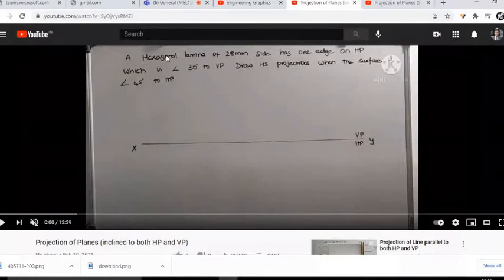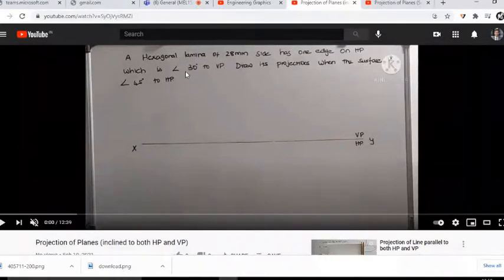Look at this problem. A hexagonal lamina of 25 mm side has one edge on HP. Here the resting case is one edge on HP. So that is the resting condition, one edge on HP, which is 30 degree to VP. So that particular edge is 30 degree inclined to VP. Okay. Draw its projections when the surface inclination is 45 degree to HP. Okay. So this is the second type of problem.